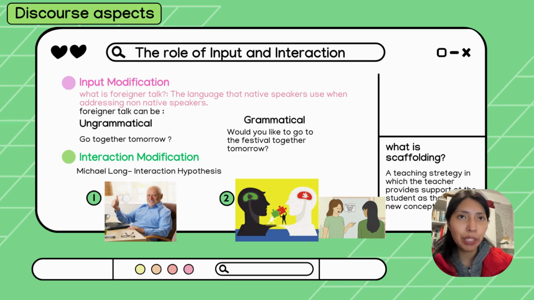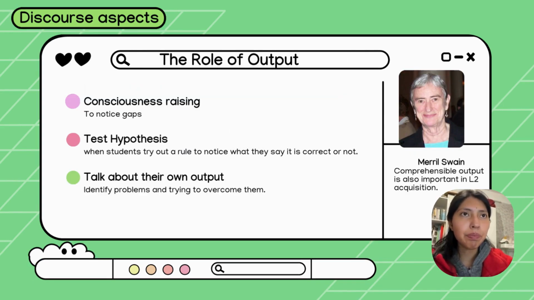Then we have interaction modification, that is the way the learner reacts to different situations and utterances that they might not understand. The first one is when they pretend that they understand, and the second one is when they negotiate meaning, which means that they ask for repetition, they ask for clarification, which is the more productive one. And interaction in general is very important because here we have different teaching strategies that come with this. And one of those is scaffolding, which says that the teacher can provide support to the student as they learn new concepts.